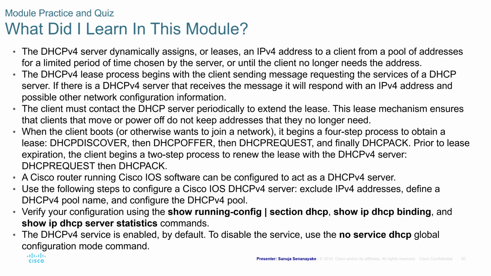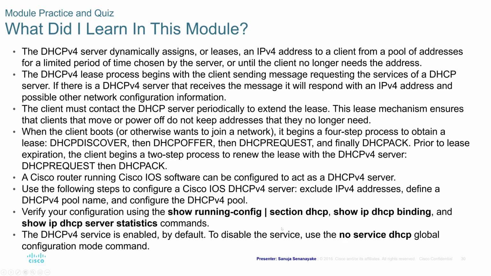A Cisco router running Cisco IOS software can be configured to act as a DHCPv4 server. Use the following steps to configure a Cisco IOS DHCPv4 server. We basically exclude any IPv4 addresses we will be using for static IPs, for servers and printers and etc. Define an IPv4 pool name and configure the IPv4 pool. You can verify the configuration using the show running-config pipe section DHCP. If you don't do the pipe, it will show everything on your router, and that will also still include the DHCP information as well. The show ip dhcp binding command and the show ip dhcp server statistics command will also display some useful information.